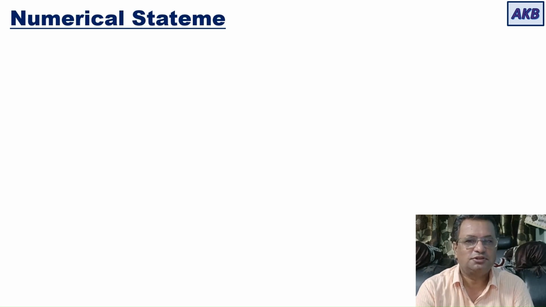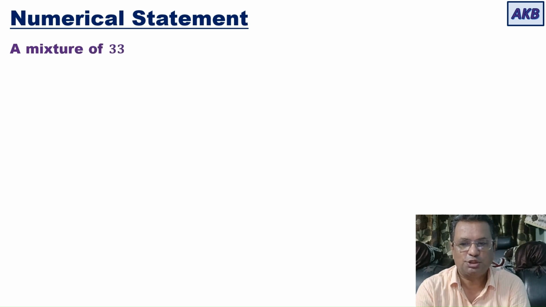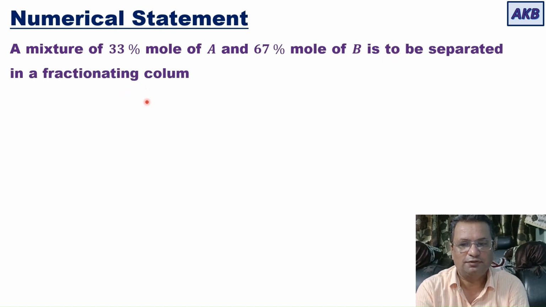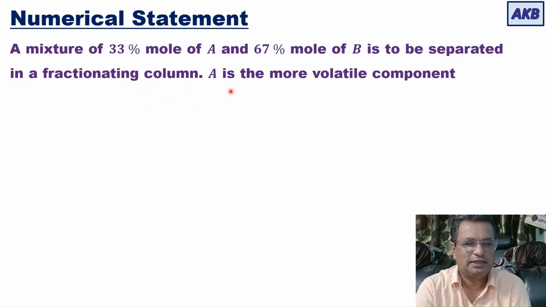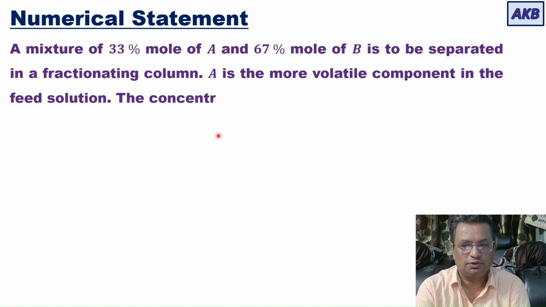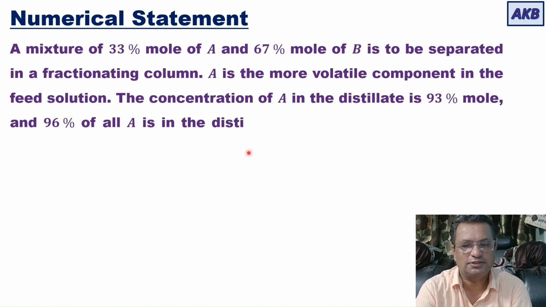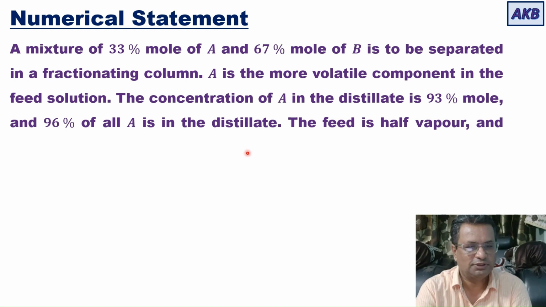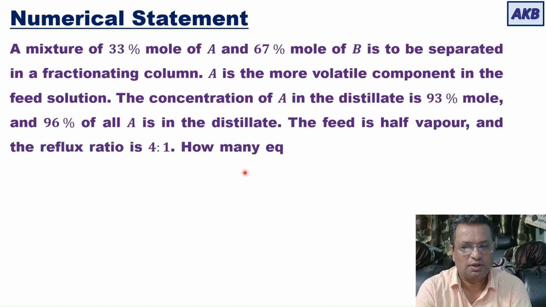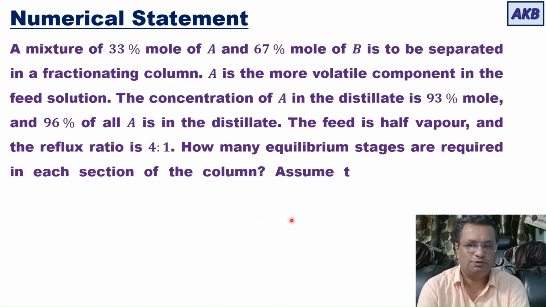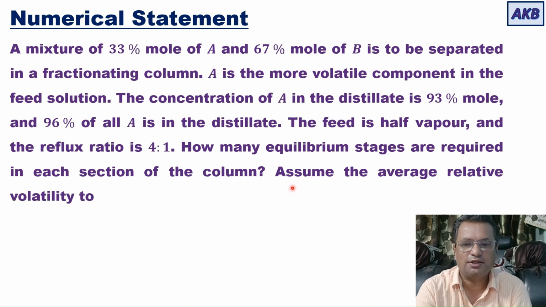To start with, first we will know what the numerical statement is. A mixture of 33% mole of A and 67% mole of B is to be separated in a fractionating column. A is the more volatile component in the feed solution. The concentration of A in the distillate is 93% mole and 96% of all A is in the distillate. The feed is half vapor and the reflux ratio is 4:1. How many equilibrium stages are required in each section of the column? That is to be found out. And for that, we will assume the average relative volatility to be 2.51.